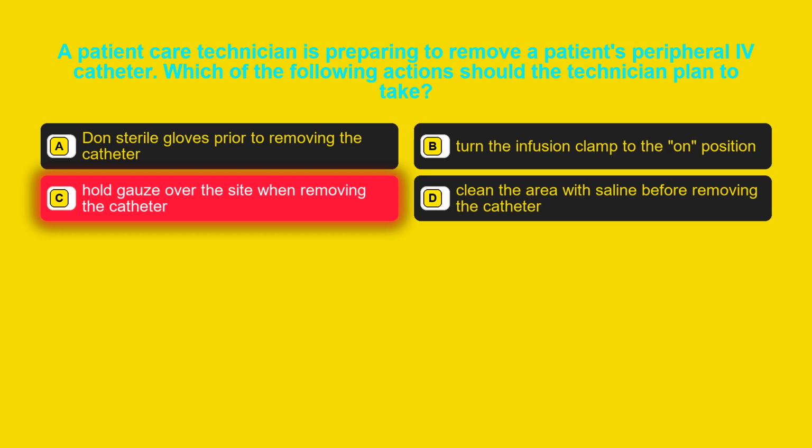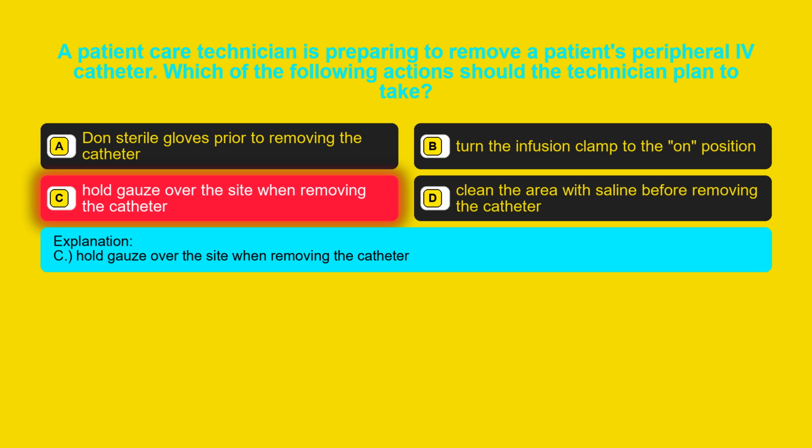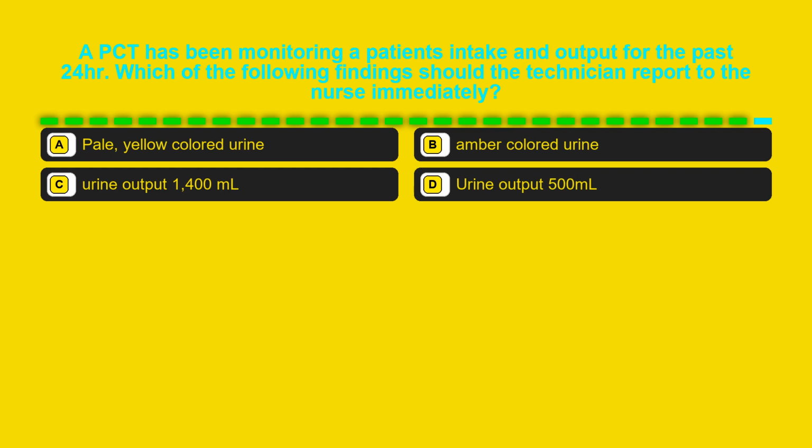The correct answer is option C. Hold gauze over the site when removing the catheter. Question 50. A PCT has been monitoring a patient's intake and output for the past 24 hours. Which of the following findings should the technician report to the nurse immediately?